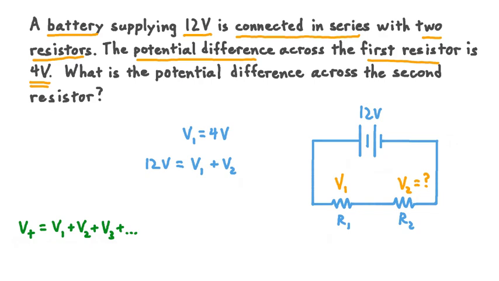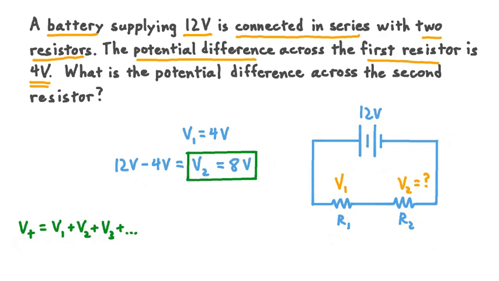In this equation, it's V2 that we want to solve for, and we already know that V1 is equal to 4 volts, so when we substitute that in, we just need to subtract 4 volts from each side of this equation, and then positive 4 volts minus 4 volts on the right cancels one another out, and we wind up with this expression. 12 volts minus 4 volts is equal to V2, and 12 minus 4 is 8. And so this is our value for V2. The potential difference across the second resistor is 8 volts.